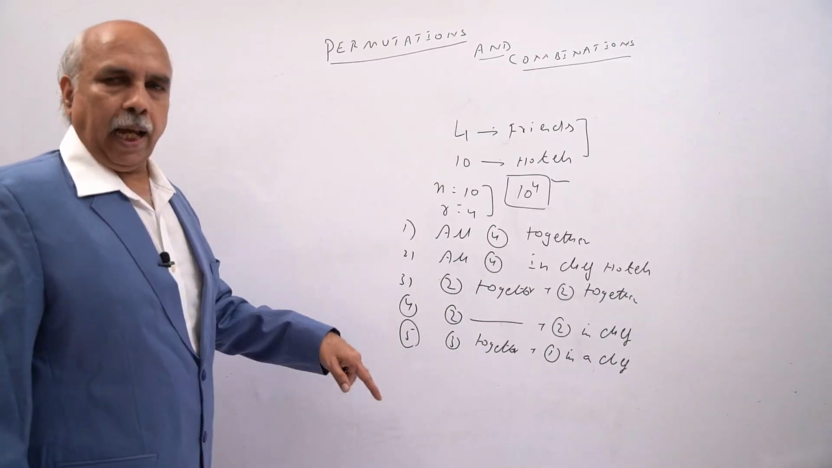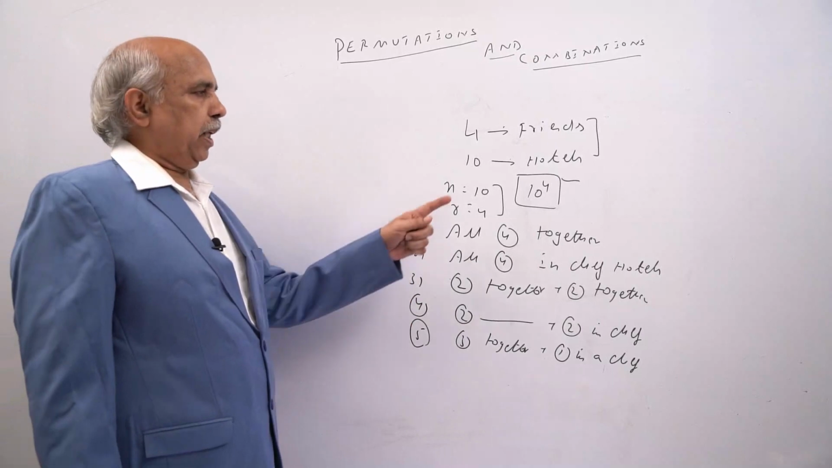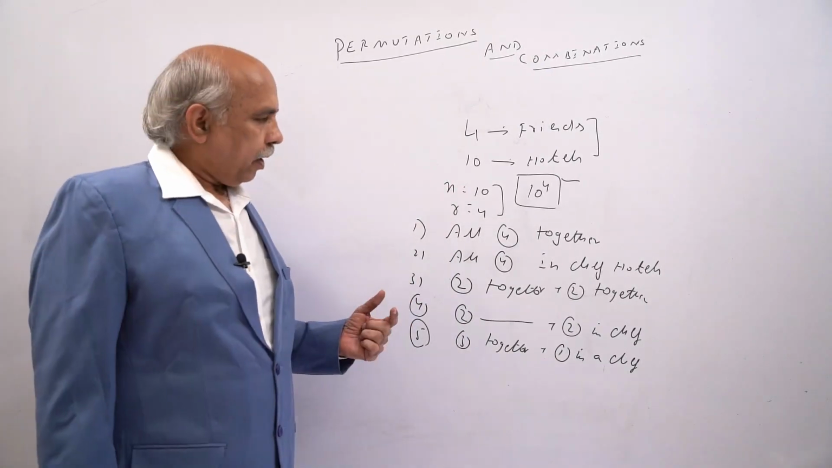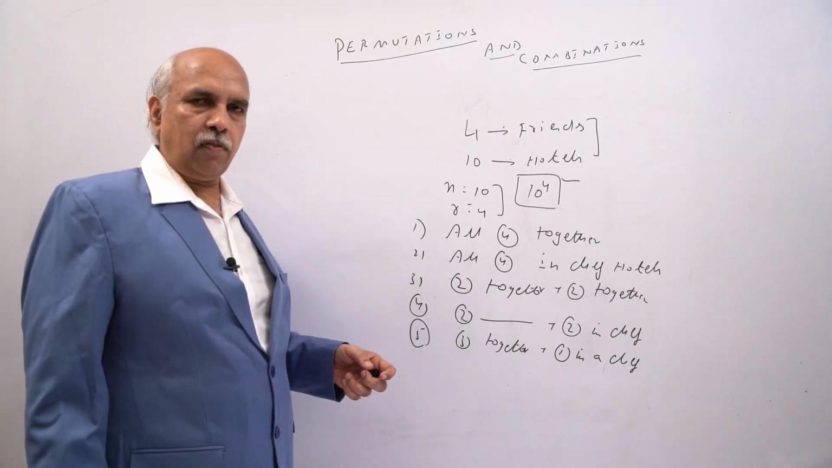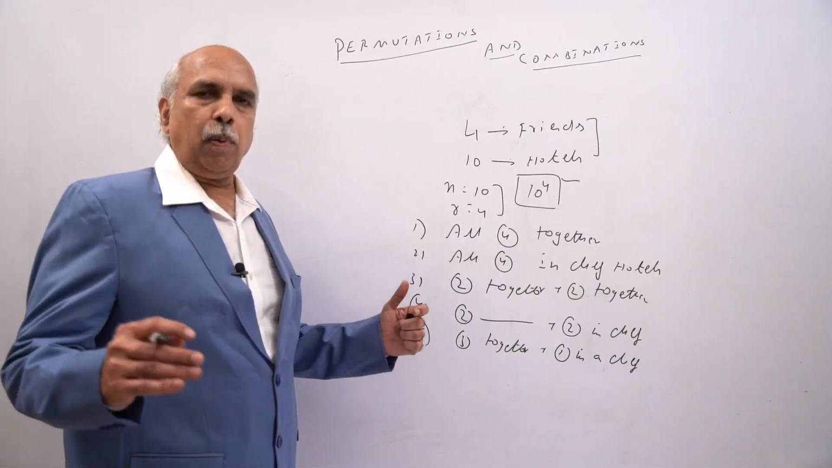If you individually calculate and add all of them, it should be equal to 10 raised to the power of 4. Now here, when we are putting the people into a hotel, there is no question of, for example, dividing them into parts and putting them.